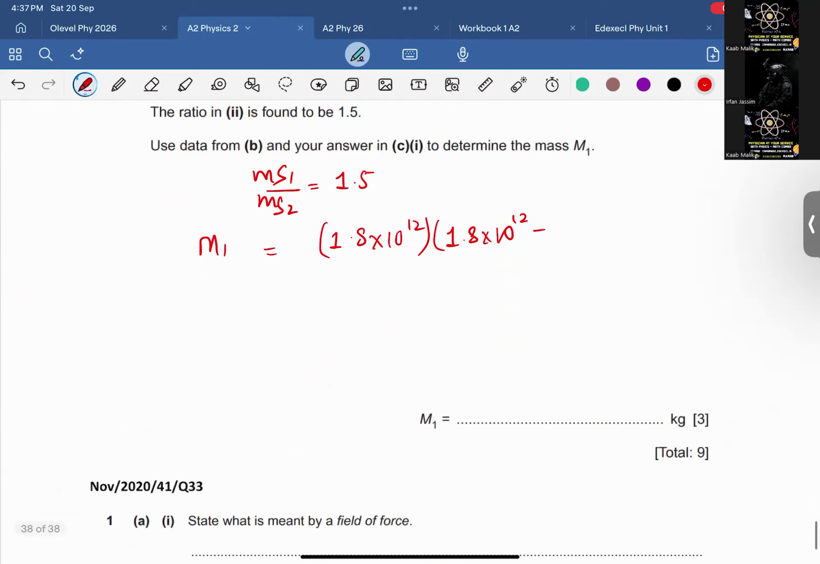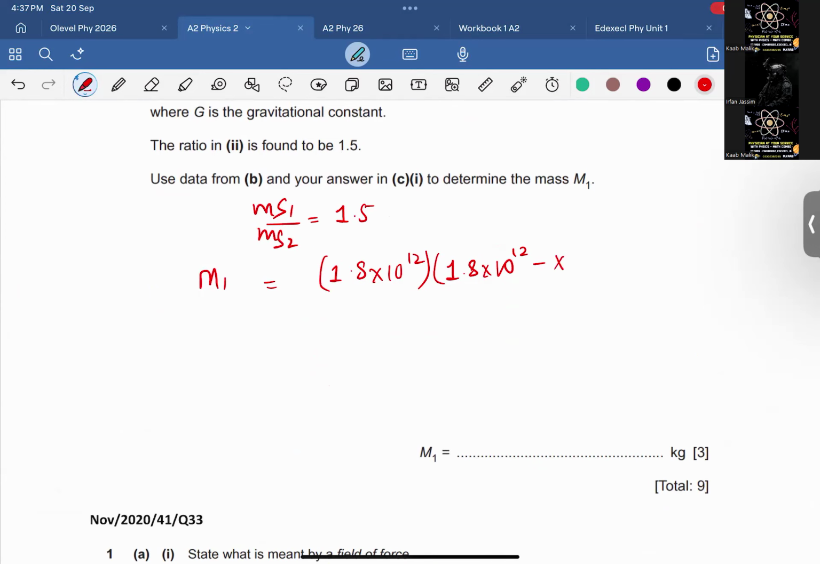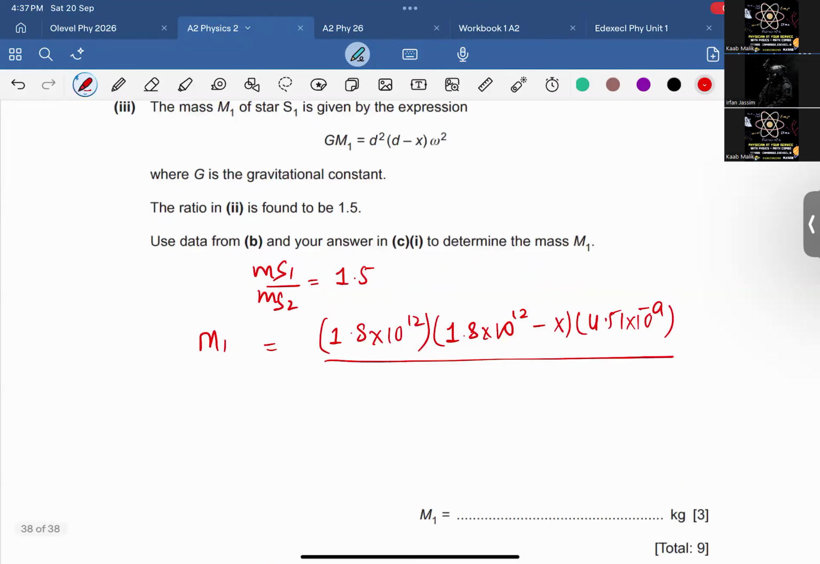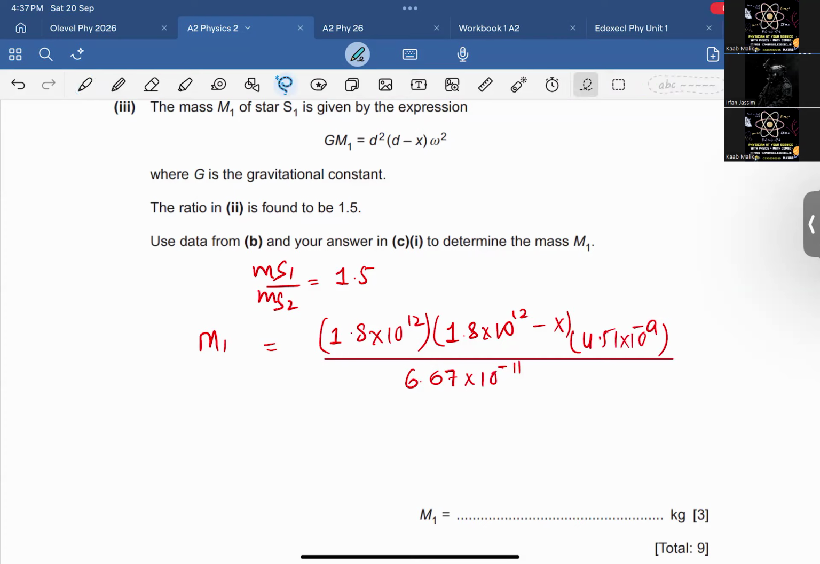Let me see. X and then omega squared. Omega was 4.51 exponent negative 9, and divided by G, which is 6.67 exponent negative 11. Right, now we basically have to just bring this whole thing down.